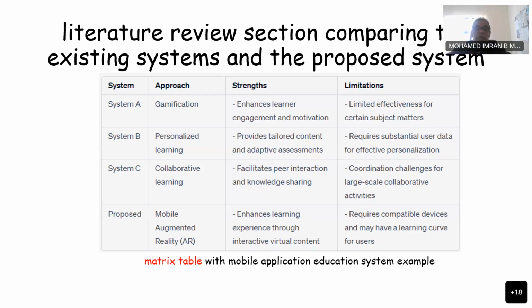So this is what you are going to first show, a figure or a table in chapter 2, 2.3, comparing the existing literature with the existing system and the proposed system. Based on this matrix table, we can see that there are 3 systems that have been developed, and each system uses a different learning approach. One uses gamification, another uses personalized learning, another uses collaborative teaching. Okay, and what are the strengths, what are the advantages, and what?